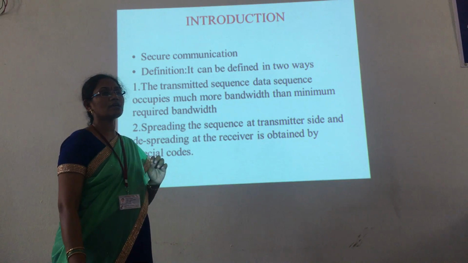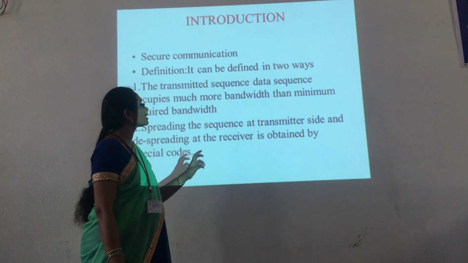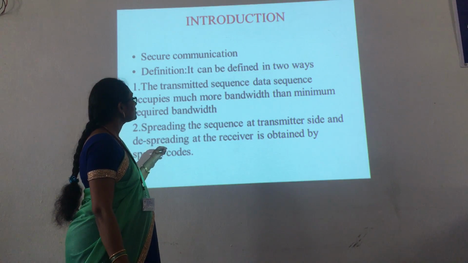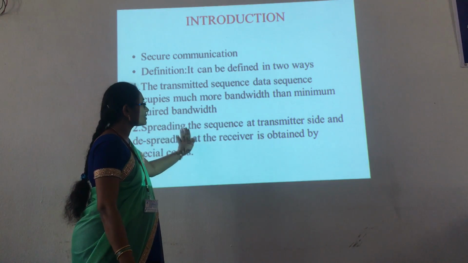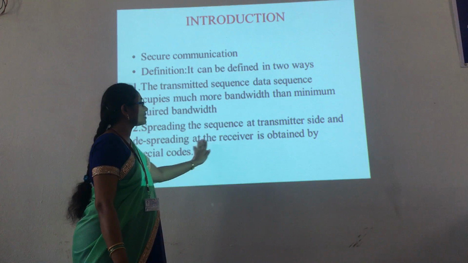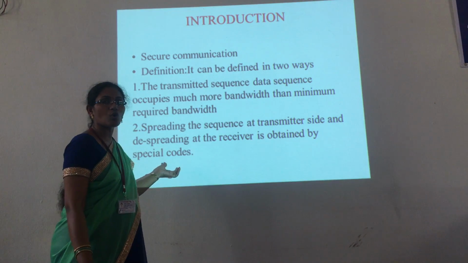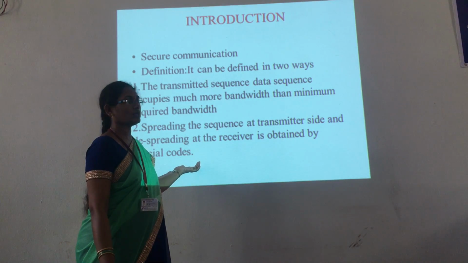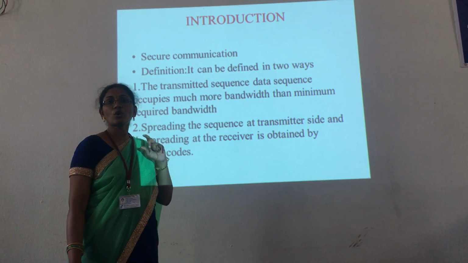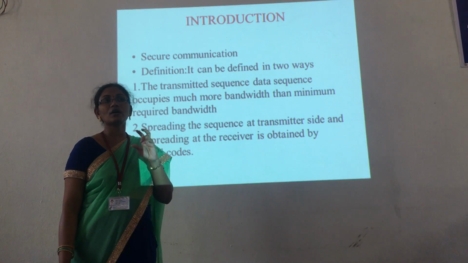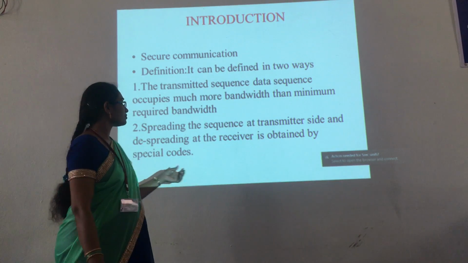You can define the spread spectrum in two ways. One is that the transmitted data sequence has a bandwidth much higher than the minimum transmitted bandwidth, and you are spreading the sequence at the transmitter side and de-spreading the signal at the receiving side. So we are spreading and de-spreading. This is done by using special codes called pseudo noise sequence, which is generated by a pseudo noise generator. This pseudo noise generator is nothing but shift registers, that is, linear feedback shift registers.